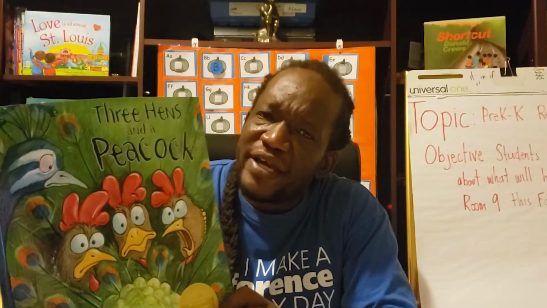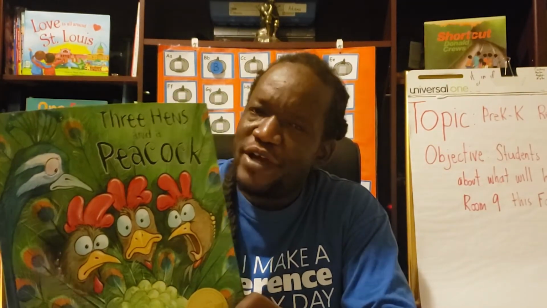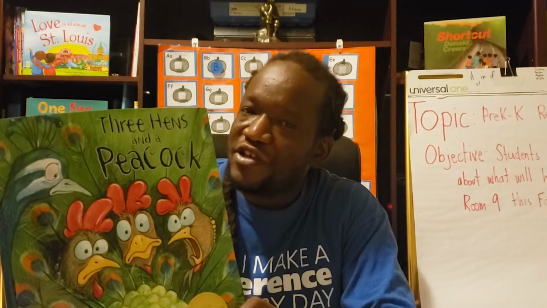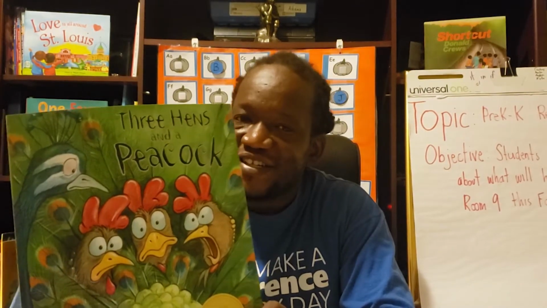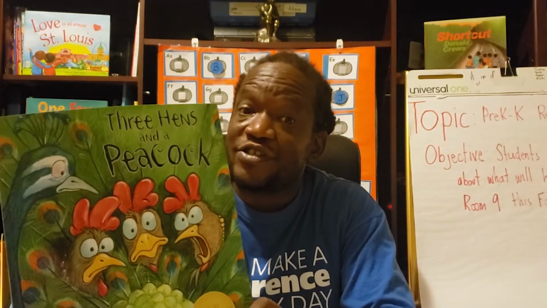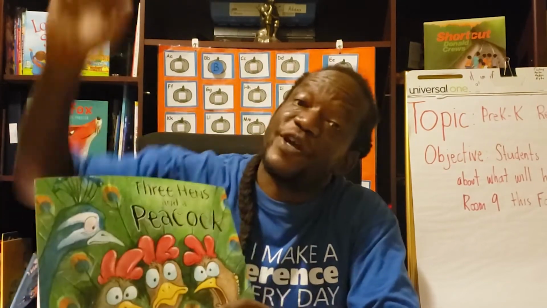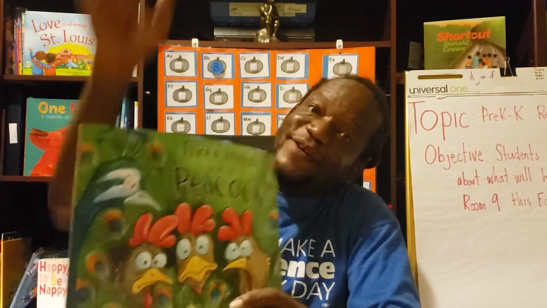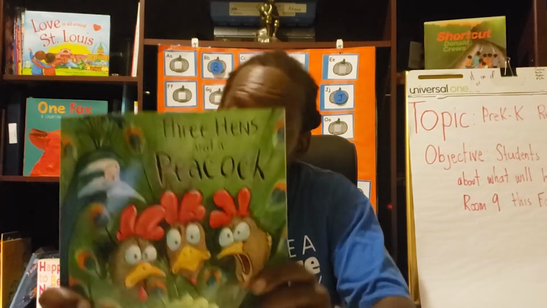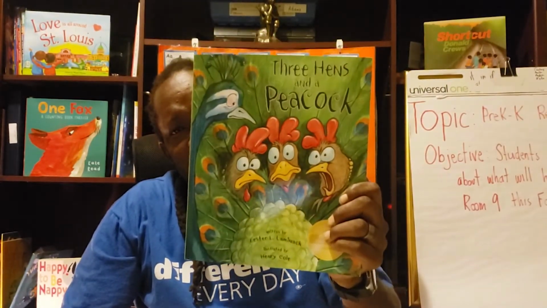Have you ever seen a peacock? You have a peacock in your yard? Ooh, you have a pet peacock. Interesting. Sometimes if you go to the zoo, who's been to the zoo? Raise your hand. Yeah, I've been to the zoo too. Sometimes I see peacocks roaming around the zoo. Yeah, I've seen them too. So we're going to read this book. It's called Three Hens and a Peacock.